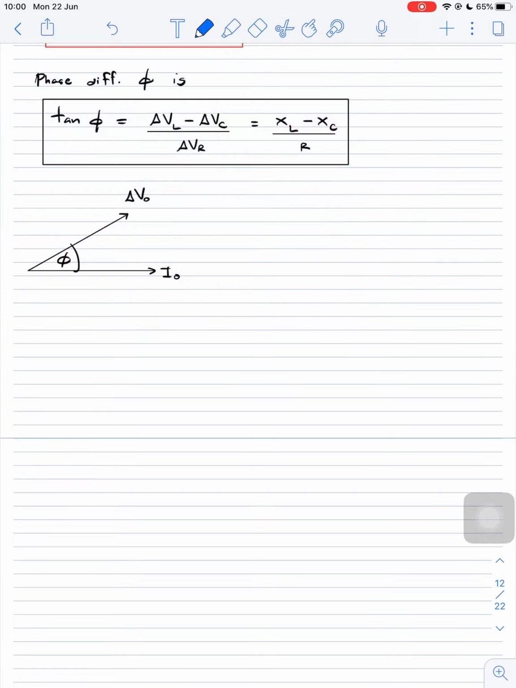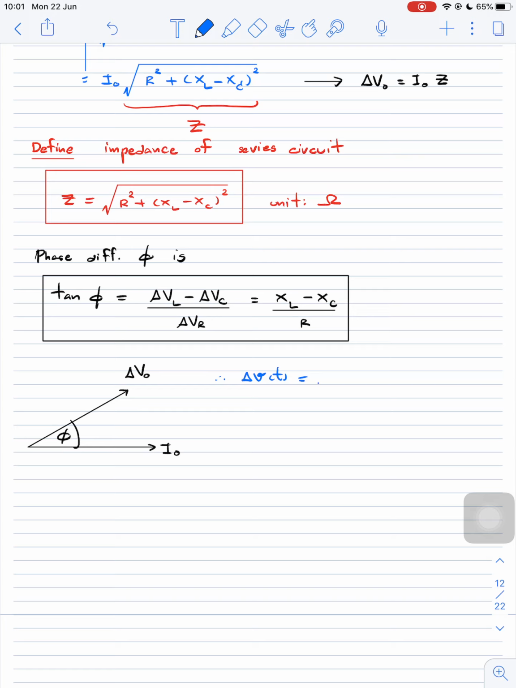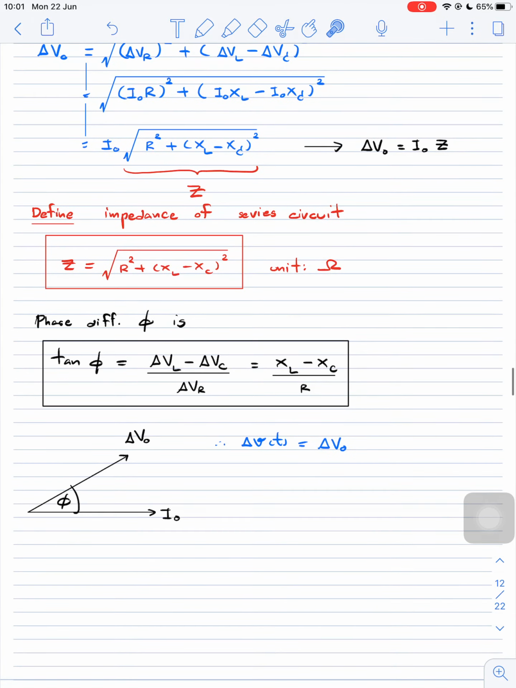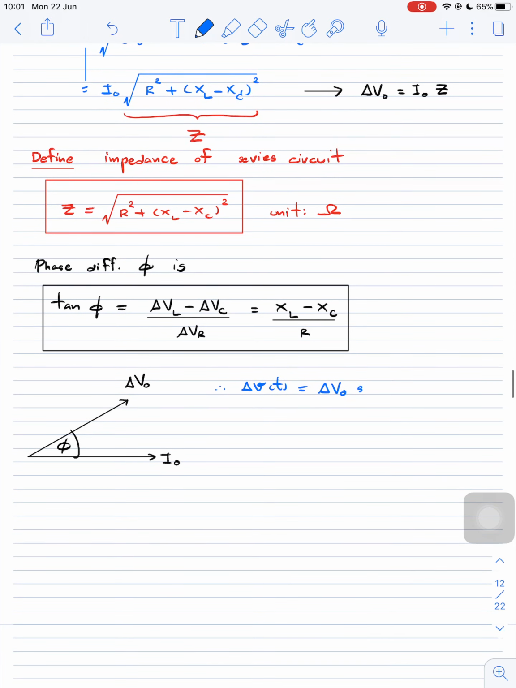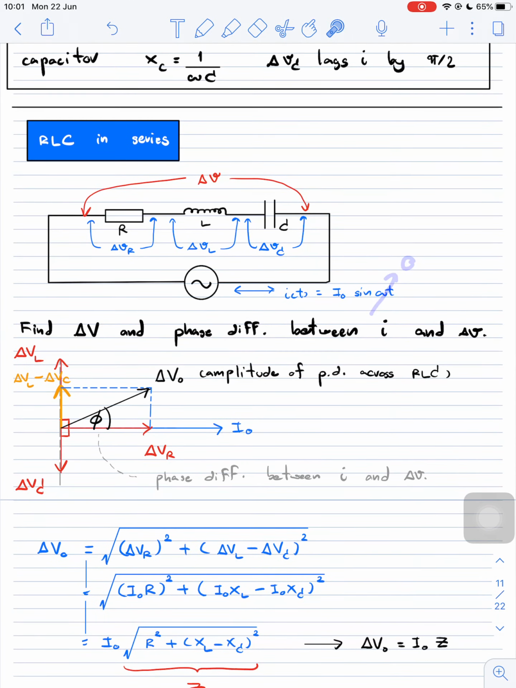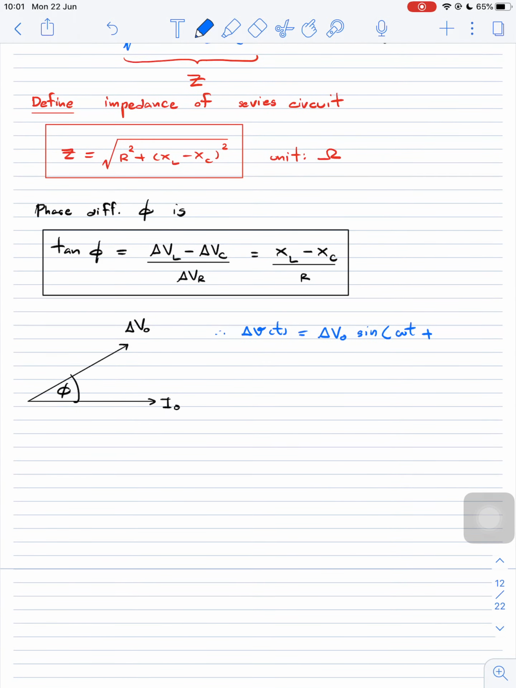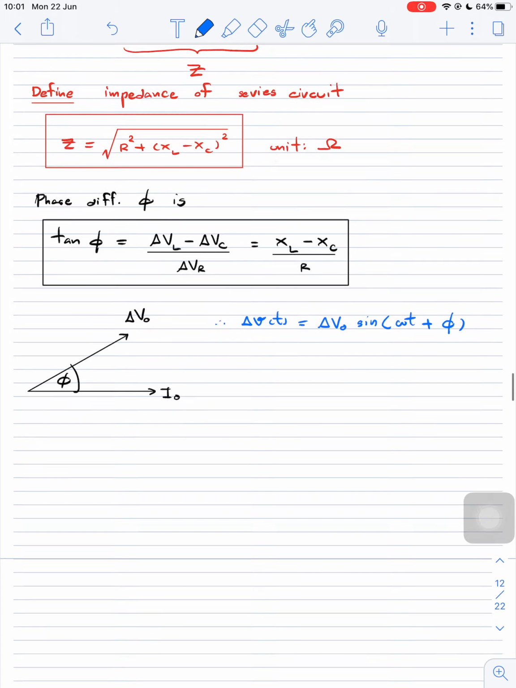So then we can say that delta V, depending on the time t, is equal to... don't forget that delta V is just the potential difference across the R, L, and the C. It is equal to delta V naught times the sine of the omega t. Don't forget this omega t. Initially we made the omega t to be 0, but now we need to bring it back here. So we have the sine of the omega t plus the phi.